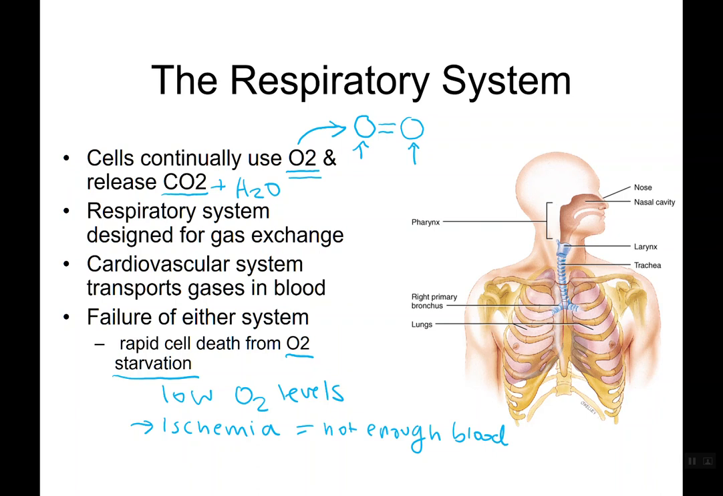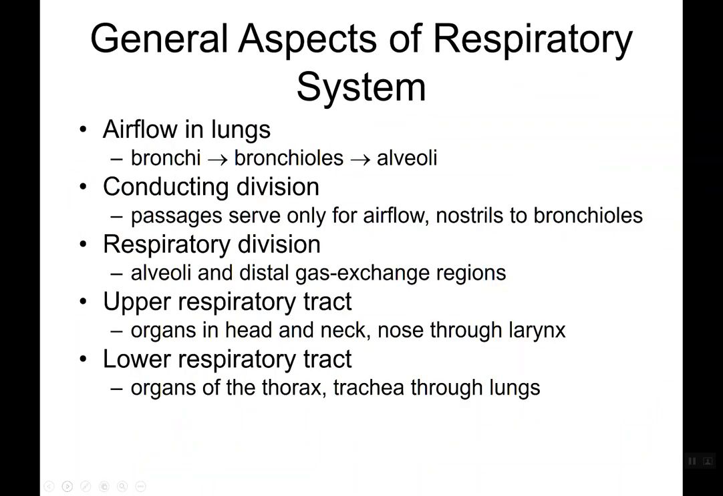But it can also just be caused by obstructions to the airway or anything that impairs the ability of the blood to carry oxygen and drop it off where it's supposed to go. So a little bit later we'll talk about some ways that can happen. One of them is carbon monoxide can take the place of oxygen on your hemoglobin and make it really hard for you to exchange gases.